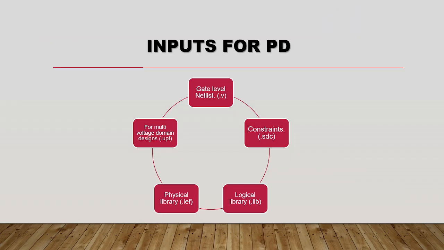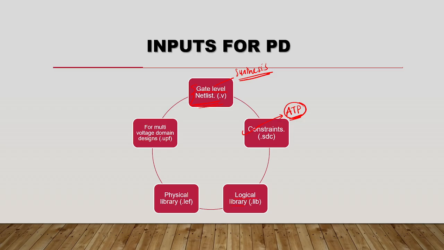So what are the inputs for PD? These are the inputs. Gate level netlist. I told you, synthesis. By using synthesis, we convert our Verilog code, after verification and all those things, into a gate level netlist. The circuit is in terms of gates. That is the .v file. And from the synthesis, you'll get SDC files, which are Synopsys design constraints. Constraints are related to area, time, and power.